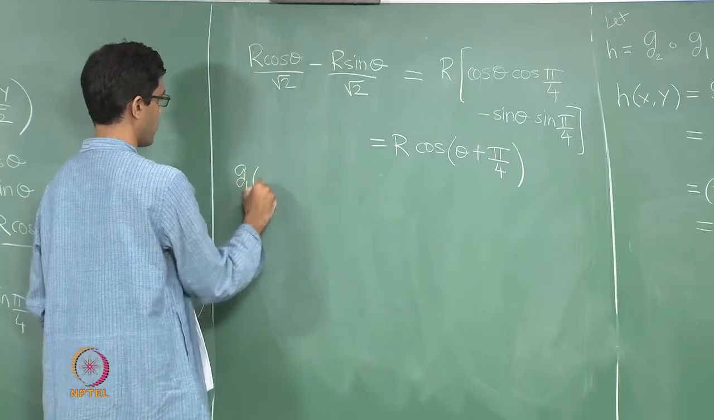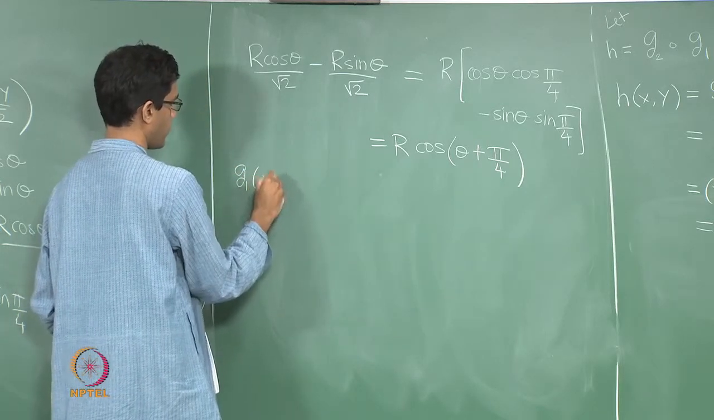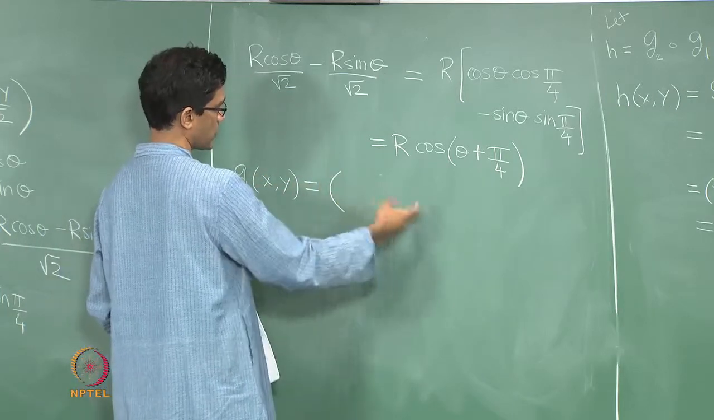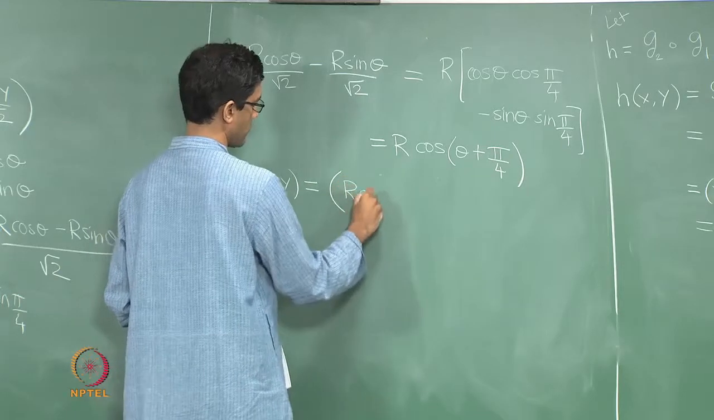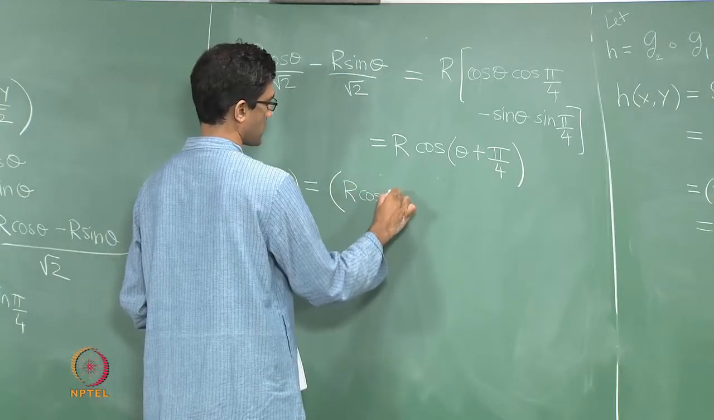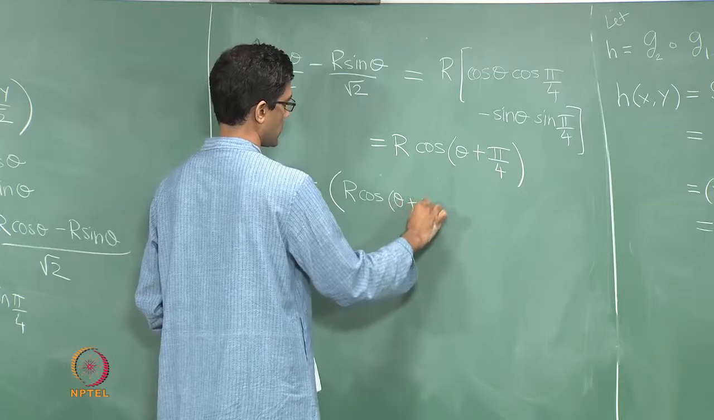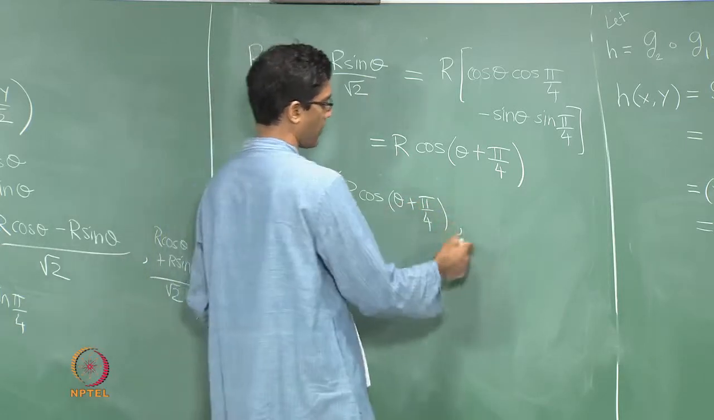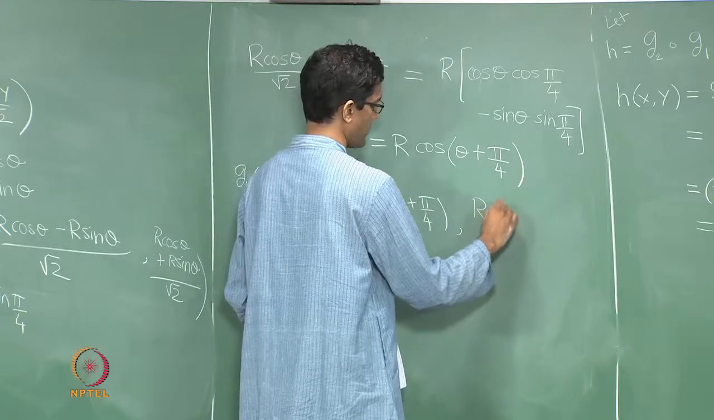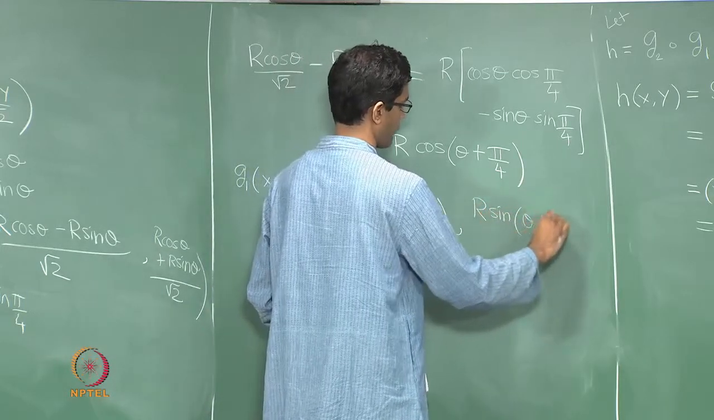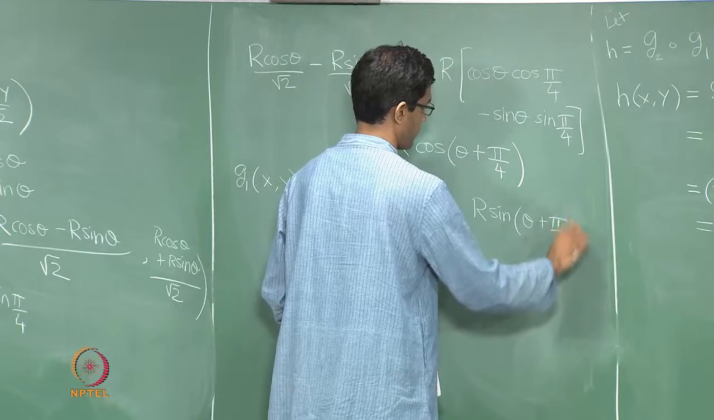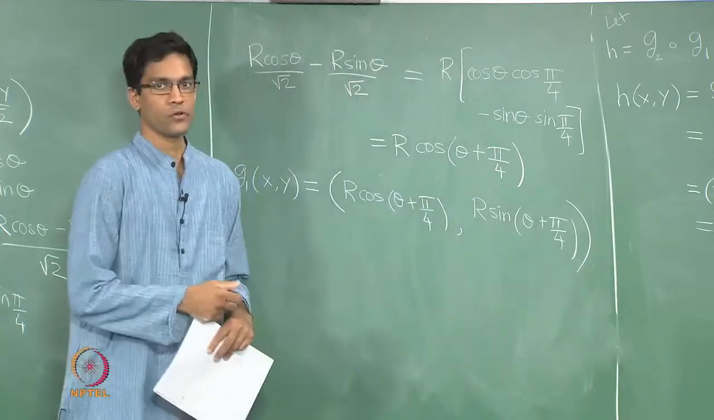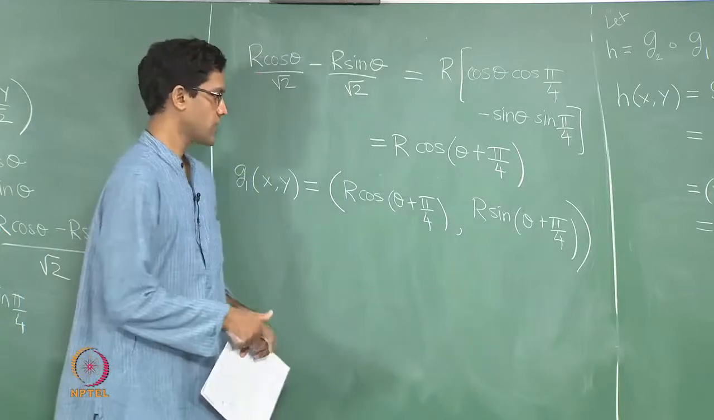So, in fact what this tells us is that if you look at G1 of the point (x, y), what it is mapping to is a point (x dash, y dash), which is given by the following. The x coordinate of the new point is just r cos(theta plus pi by 4), and if you work out the y coordinate similarly, you will find that it is just r sine(theta plus pi by 4). Again, you will need to use the addition formula for sine.